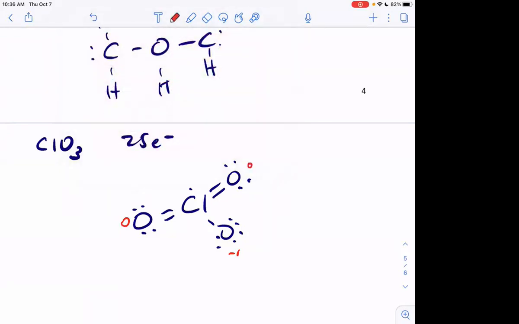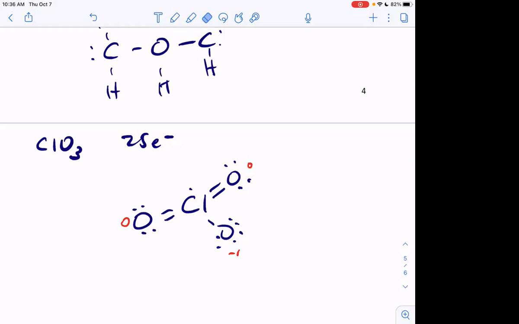And what's chlorine now? 1, 2, 3, 4, 5, 6 +1. Let's do it again. Why not, right? It's going to give us a 0 and zeros on all of them. And chlorine can take the expanded octet. Let's see.